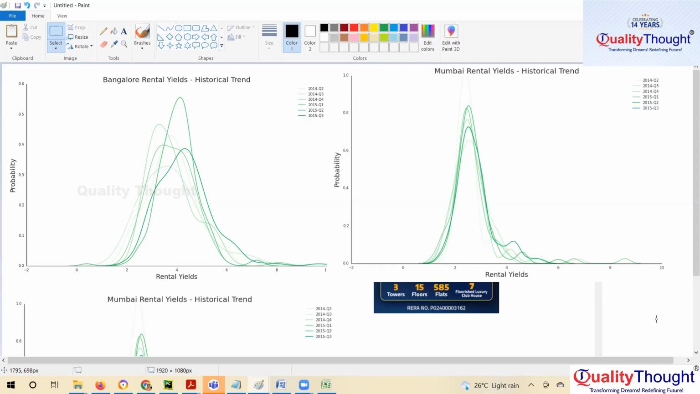Wait, the maximum in Bombay is what you said? 0.8. Here? Yeah. Okay, you have something here also, right? Yes, sir. And here you have close to 1, isn't it? Yes. And which is higher?